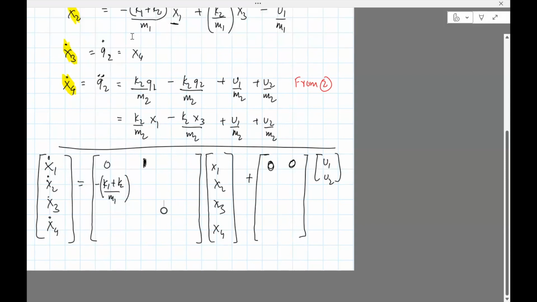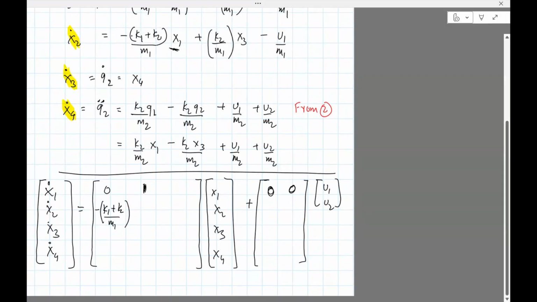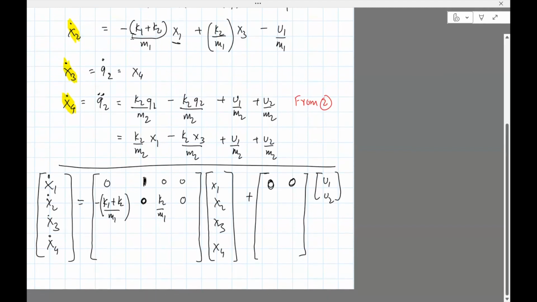Okay. So that's the part in front of x1. There is no x2 here, so I just put a 0. Then we have k2 divided by m1 for x3. Then there's nothing in front of x4, so it'll be 0. And now when we go to u, there's a term which multiplies with u1, so the first term would be minus 1 divided by m1 and 0 for u2.